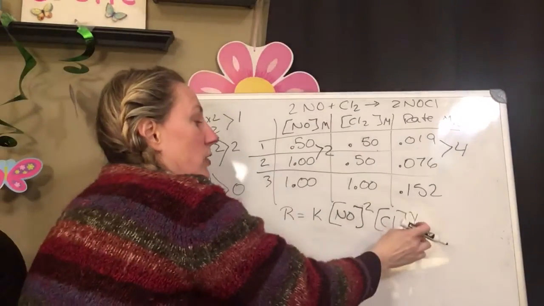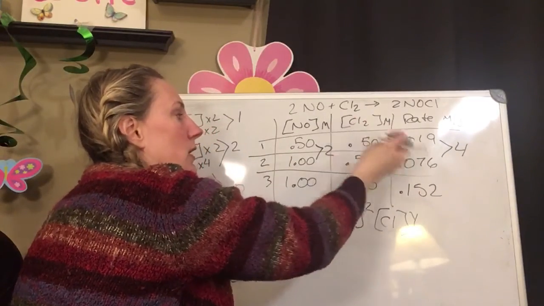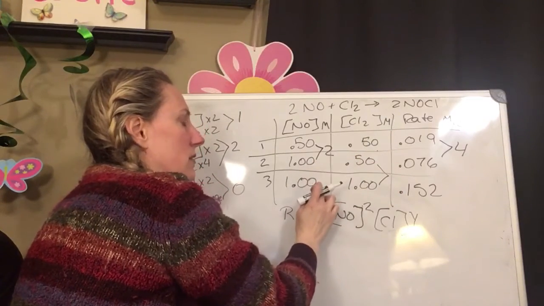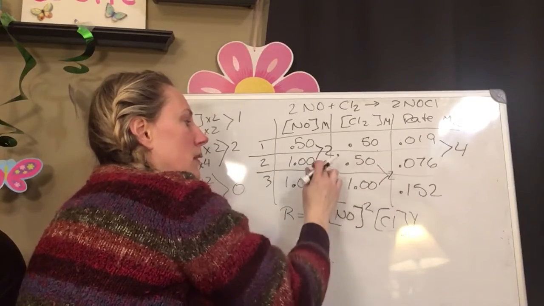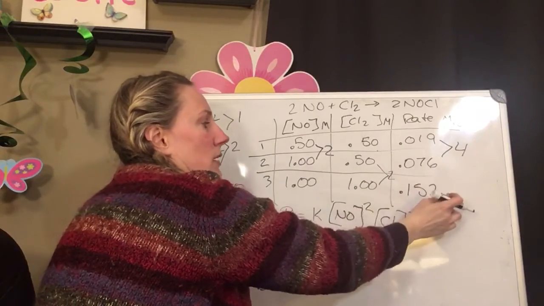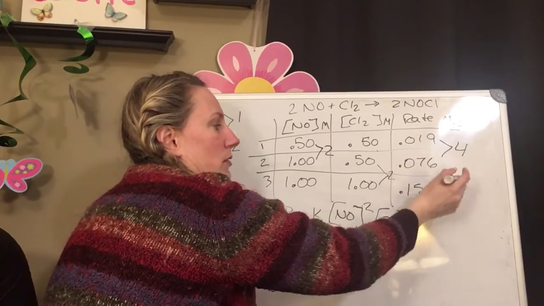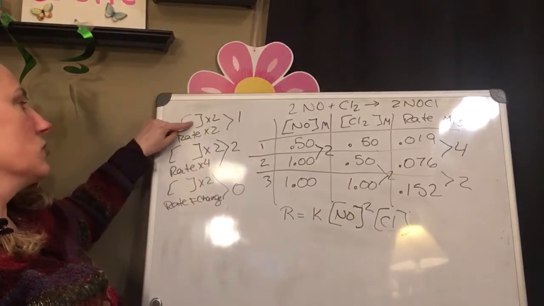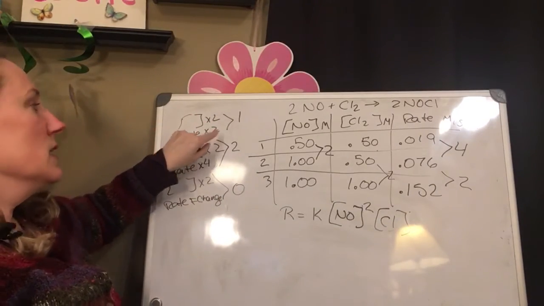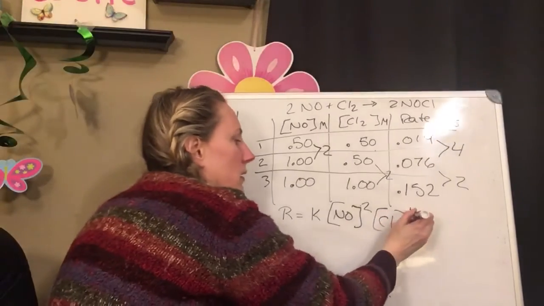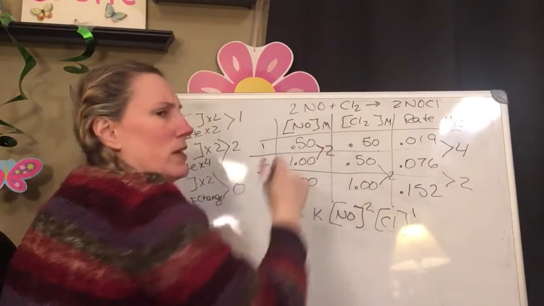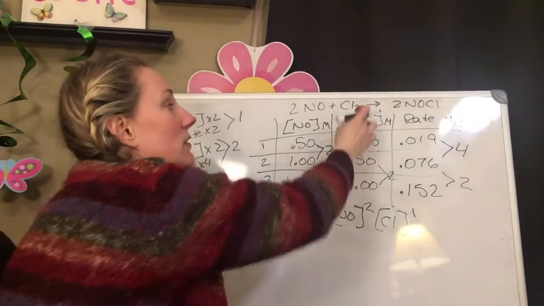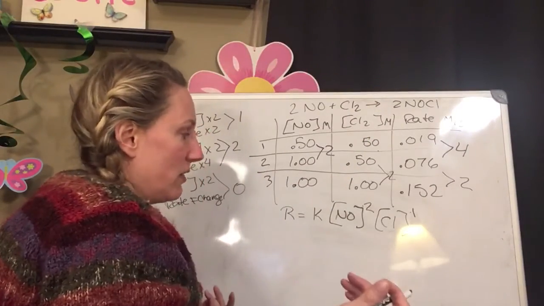So now I'm going to have to figure out the exponent of this. I want to know chlorine, where chlorine changes. Oh look, it doubles here, and here this doesn't change. So where this doubles, this doesn't change, I'm going to look at this rate. 0.076 to 0.152, that only goes up 2 times. So when my concentration doubles and my rate also doubles, I'm going to have an exponent of 1. That means the concentration of NO is going to be a lot more telling on our rate than the concentration of the chlorine gas. So now I have that.